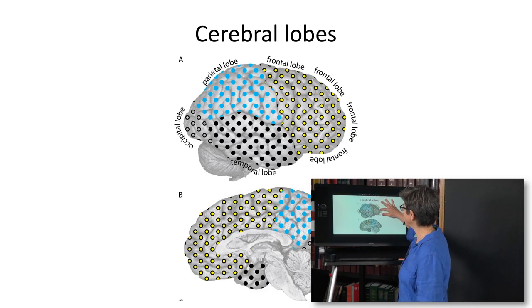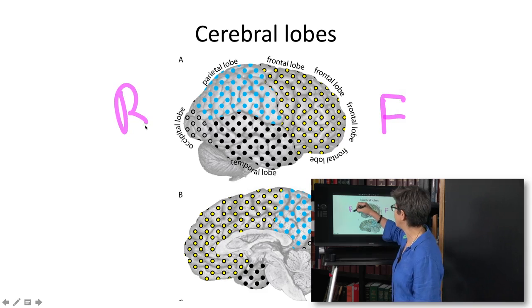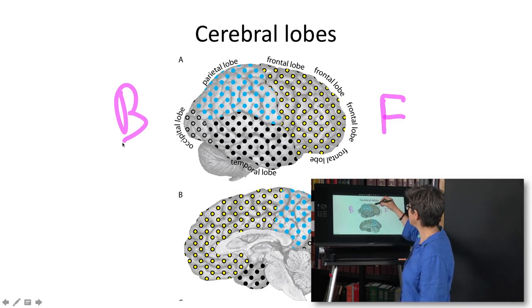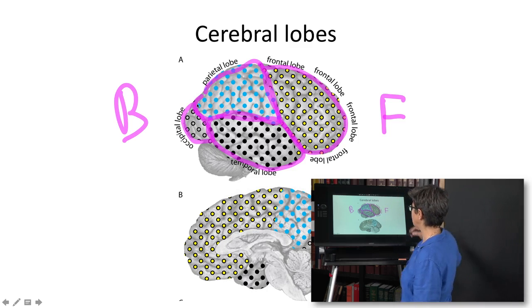The very front of, so here we are, just to make sure that you're oriented. This is the front, this is the back for this picture. So this here is the frontal lobe. This is the parietal lobe, and this is the temporal lobe. Back here is the occipital lobe.